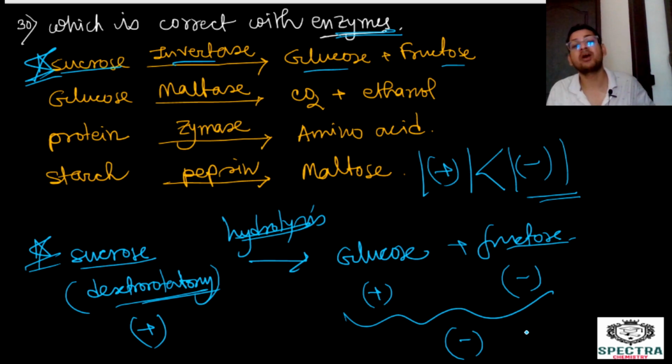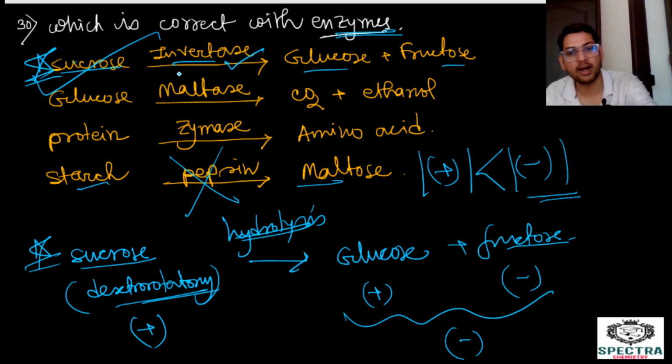That means inversion. For that, what is the enzyme? Invertase. That will be your answer. It's so easy. You see, starch to maltose, pepsin, not a possible way, because pepsin is for protein. So all others are not correct. Sucrose to glucose plus fructose, this is called inversion of sugar. This is very important for your board exam also. I told you, inversion of sugar, and for that the enzyme is invertase. So this will be your answer.